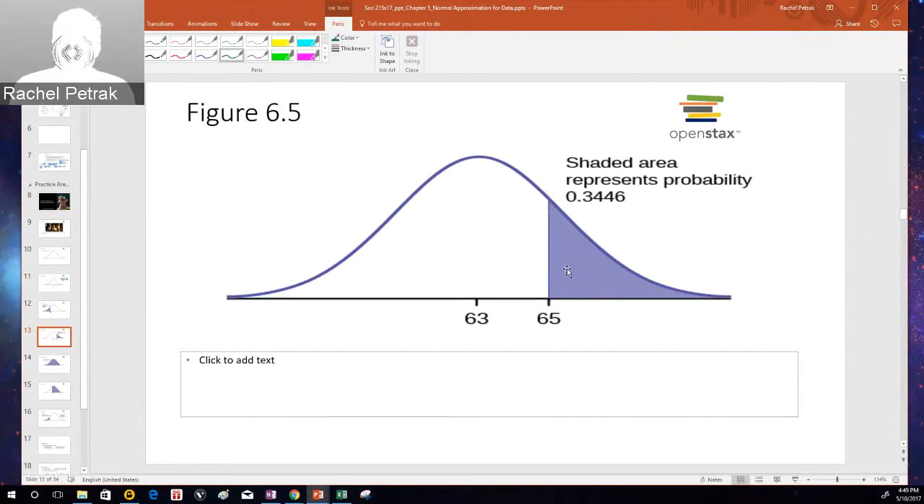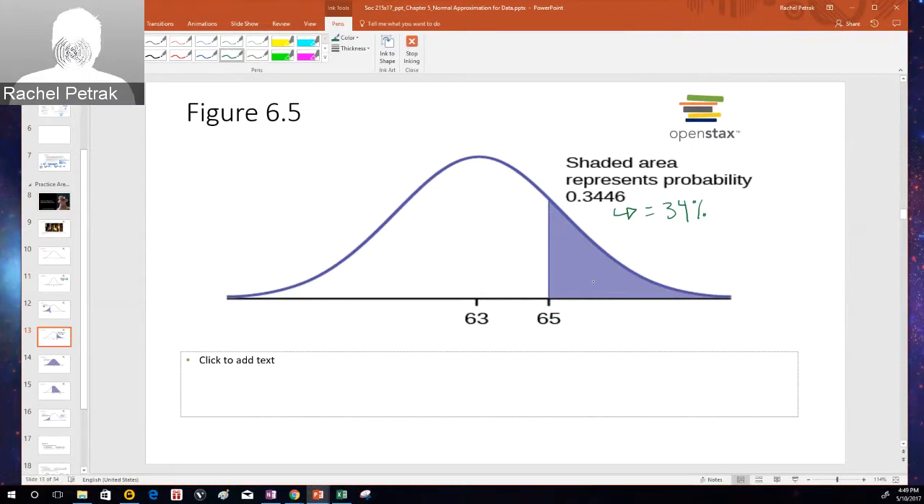And now we can see this applied here with some numbers. So we have a distribution with a mean of 63. And we know that a proportion of 0.34 or a percentage of 34% lies above a score of 65. We also know what proportion of the distribution or what percentage lies below a score of 65. And what percentage is that?